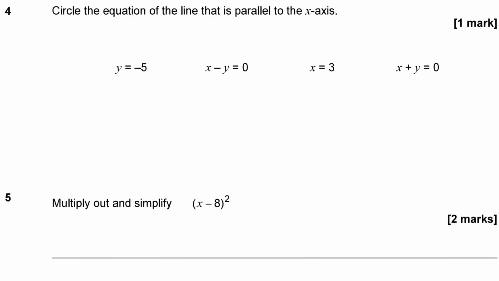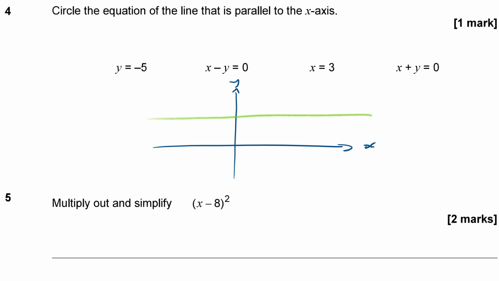Question 4. Circle the equation of the line that is parallel to the x-axis. Okay, so if you've got a pair of axes like this, x and y, then the line that's parallel to the x-axis is going to be a line that looks like that, isn't it? Okay, or one that's underneath it.